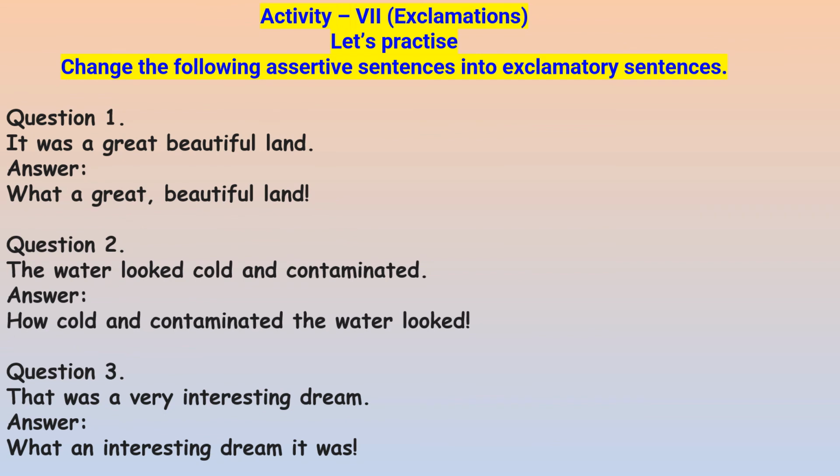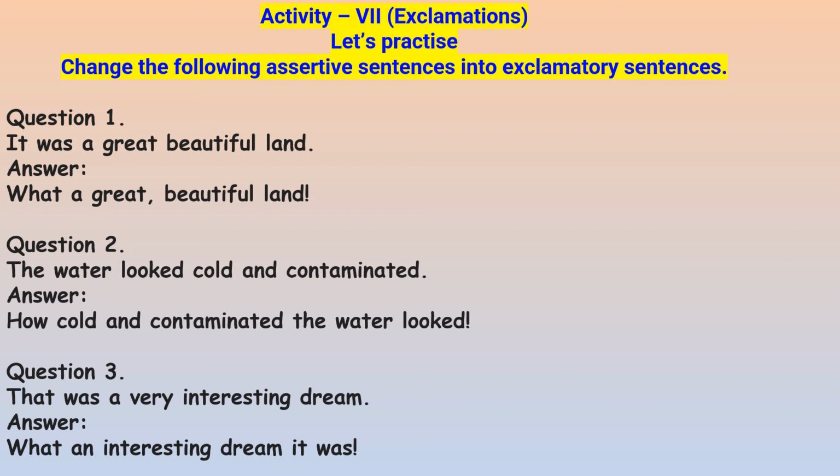Now exclamation sentences. It was a great beautiful land. It is an ordinary declarative sentence. What and how are the words you must start the exclamatory sentence with. What a great beautiful land. The full stop will be changed into an exclamation mark. That is the technique for converting a declarative or assertive sentence into an exclamatory sentence.